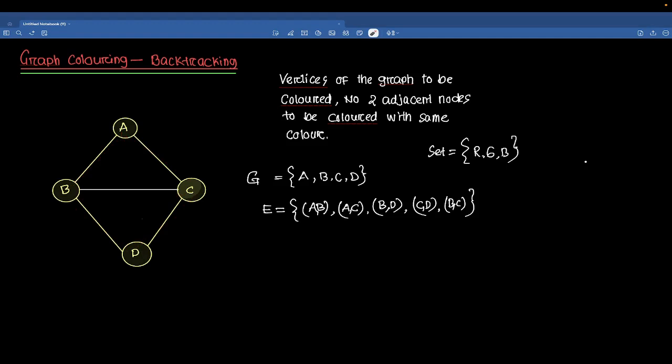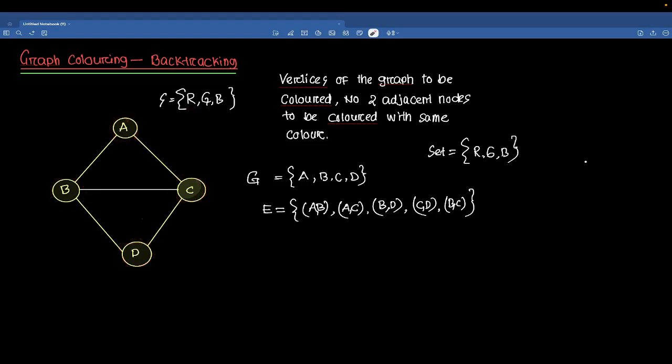Now also we are given a set of colors. Let's say the set of colors S is equal to red, green and blue. These are the three colors. Now we have to color the vertices using these three colors in such a way that no two adjacent nodes have the same color. So that is the problem.